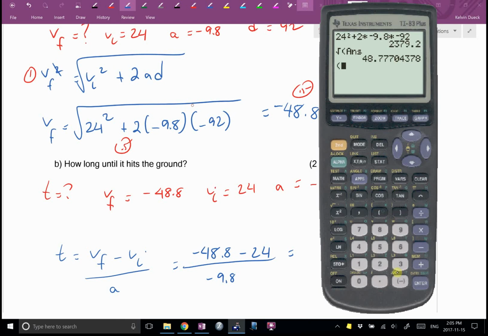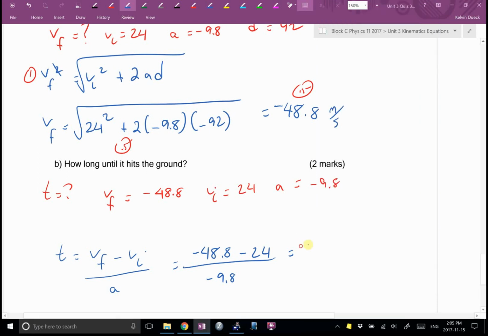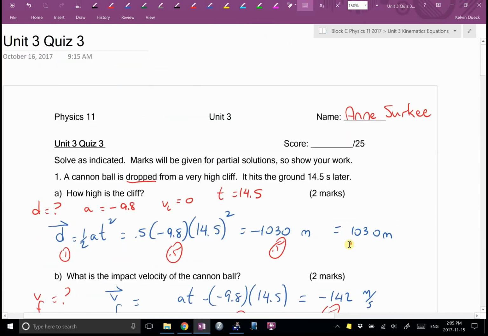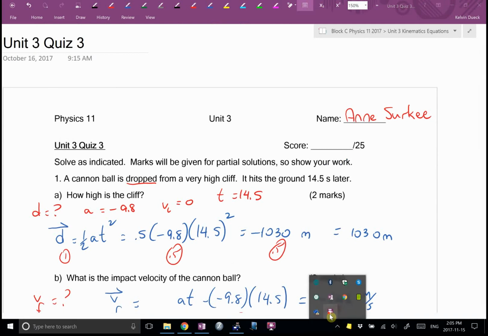So I'm going to go negative answer button. There's negative 48.777 minus 24 divided by negative 9.8. And if you carry this to its ultimate accuracy, you'll get 7.4 seconds. I'd take 7.3 or 7.5 seconds, but 7.4. Is that right? 7.4 seconds? As before, 1 mark for the equation, half mark for the numbers, half mark for the answer. Can you give yourself a lovely score out of 25? And if you need to come lawyer with me, now is the time.